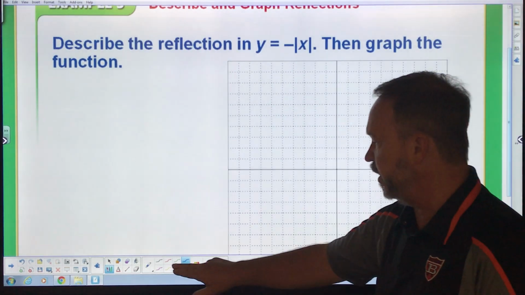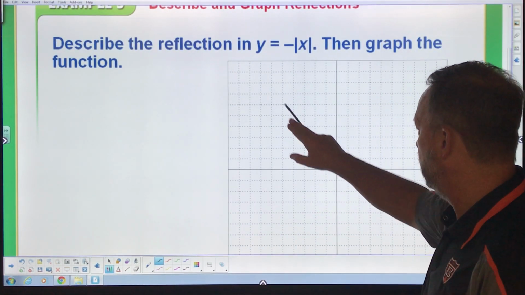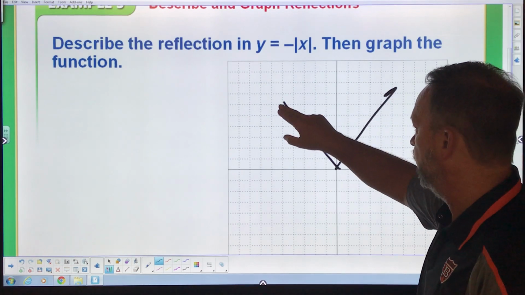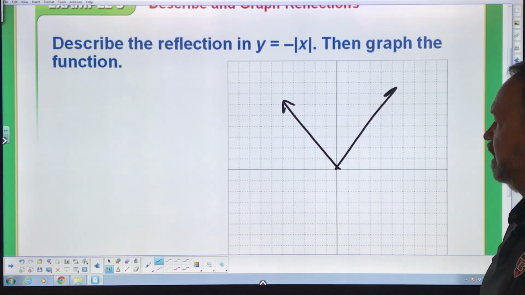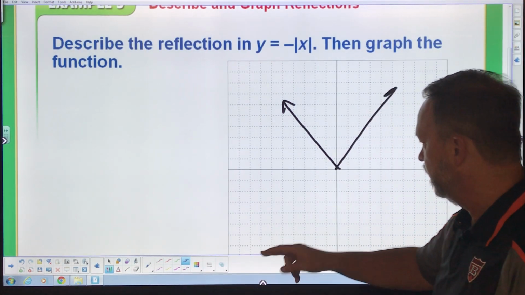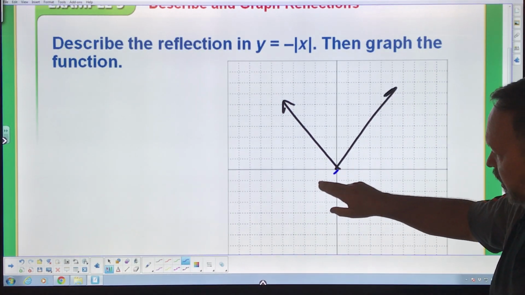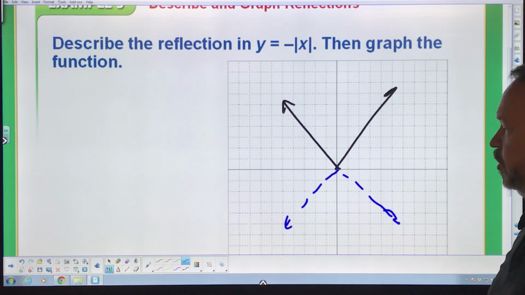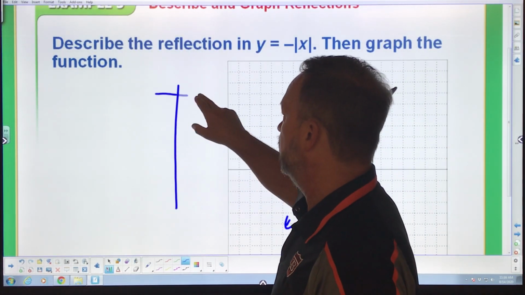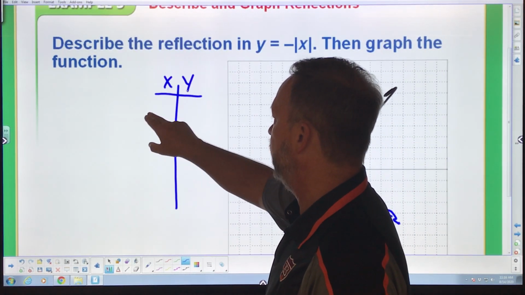So remember the parent is V-shaped, absolute value. But because the A is negative, what's going to happen? That's going to be flipped down. So you're going to end up with something that looks like that. And you could try that really quickly. Let's just plot a couple of points.